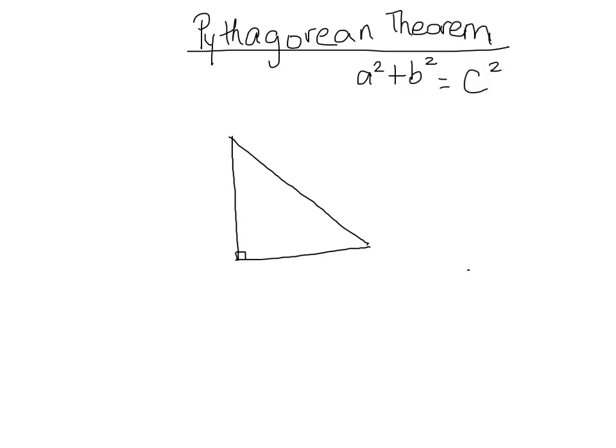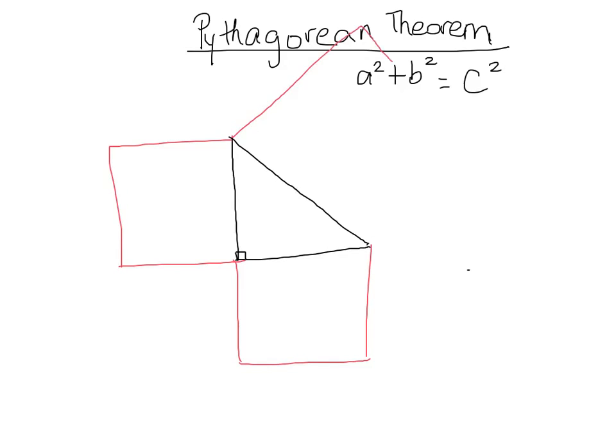Now that's just a fancy way of saying, literally, if I were to take a square and put it on one side of the triangle, take another square and put it on the other side of the triangle, and add my two squares up, I'd literally get a square this size. So that's really what the Pythagorean theorem means, but how do we use it?